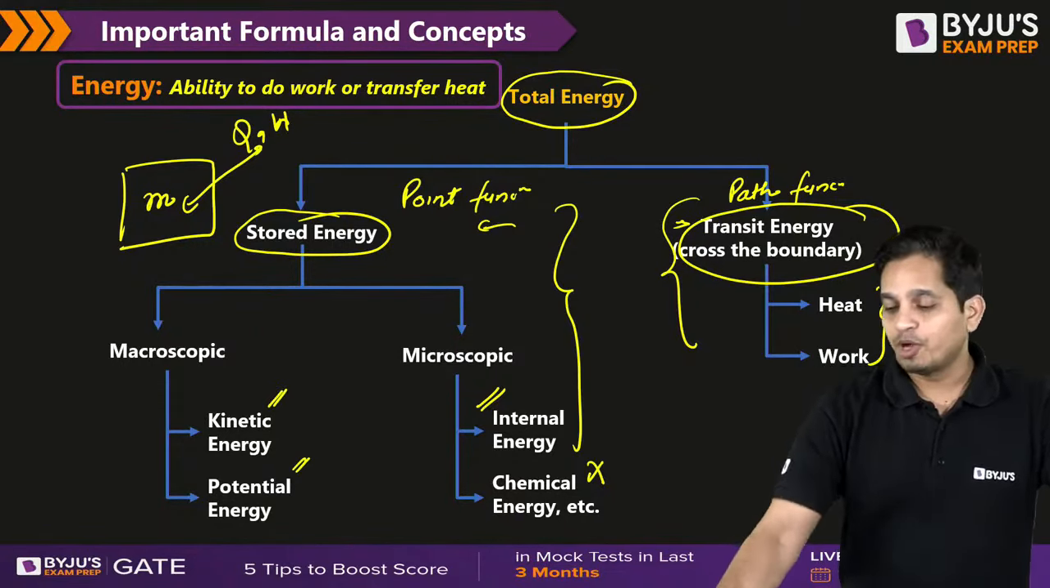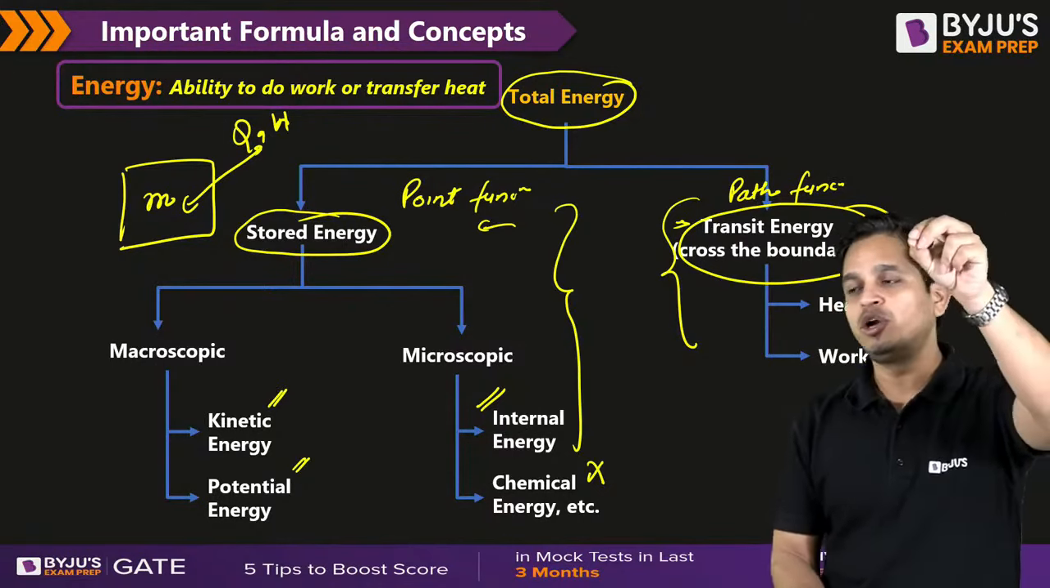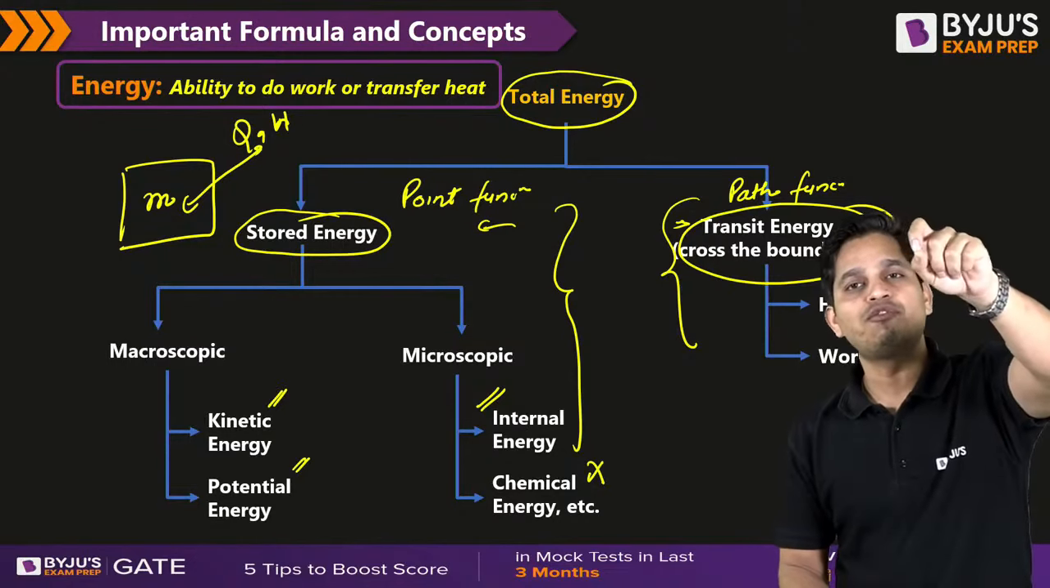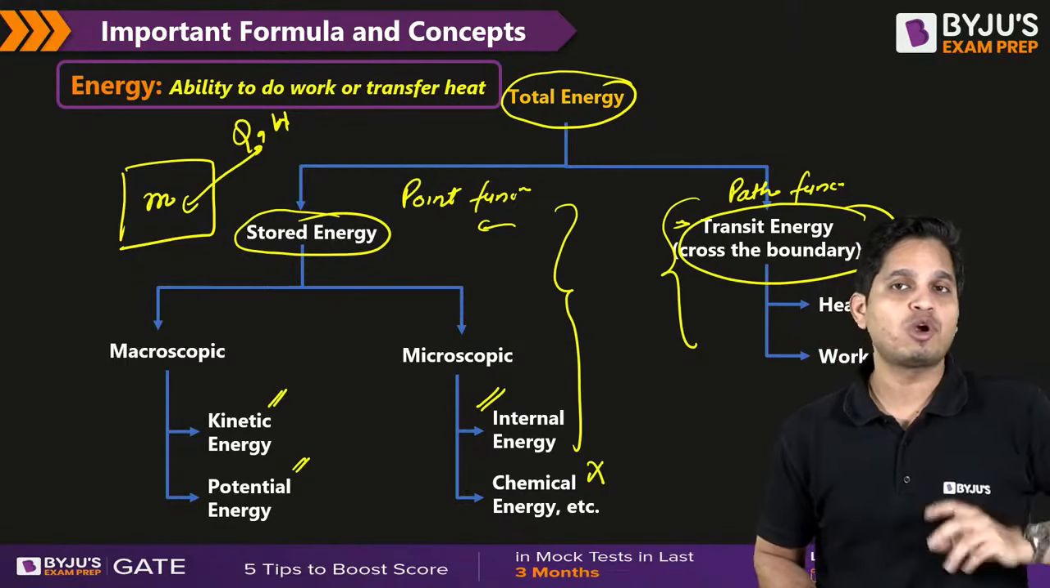Okay? Because heat and work will only take place when you go from point 1 to point 2. If you change how you are going from point 1 to point 2, heat and work will change. And that is why they are path functions, not point functions.